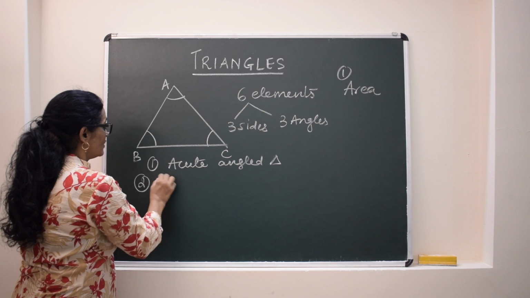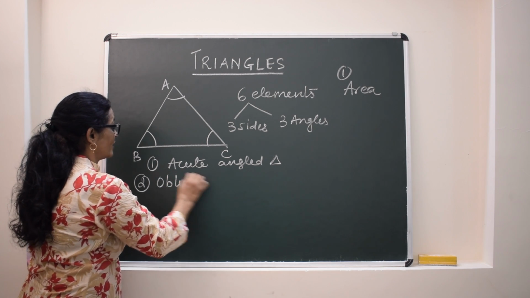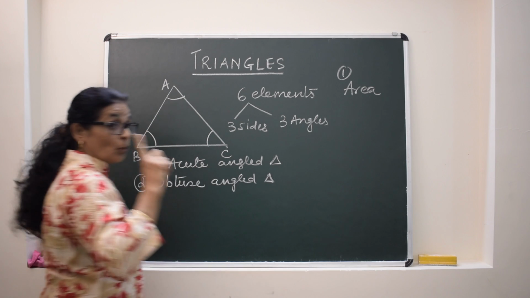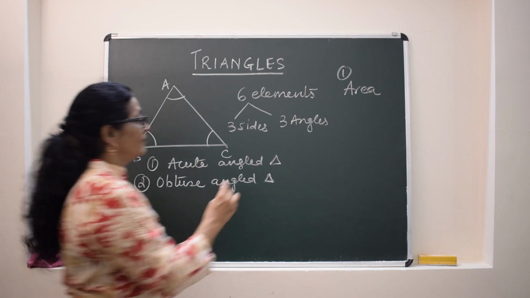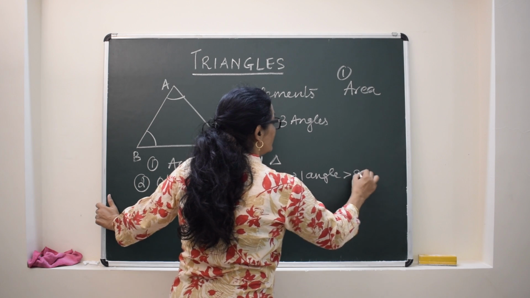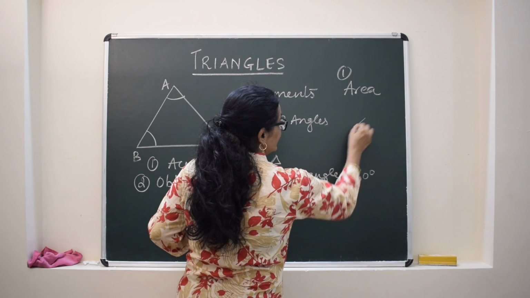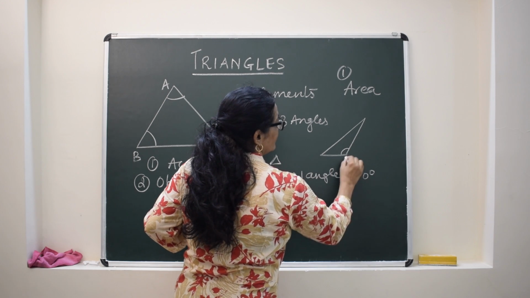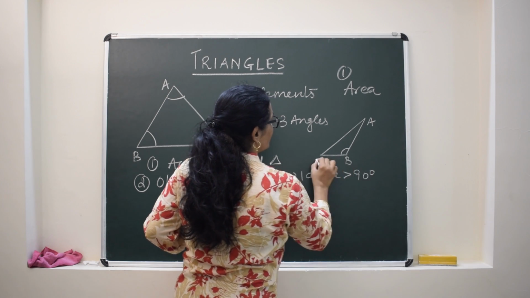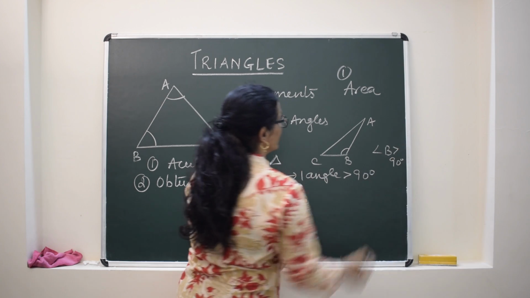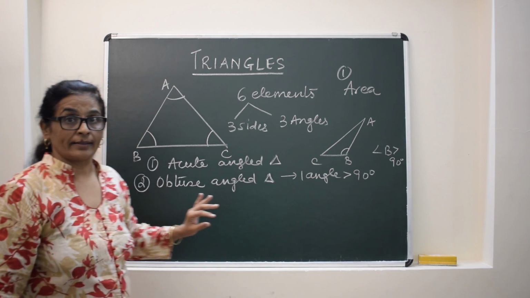Second is obtuse angled triangle. An obtuse angled triangle has one angle greater than 90 degrees. So if you draw like this, any one angle, this angle, here angle B is greater than 90 degrees, so that is why it is an obtuse angled triangle.